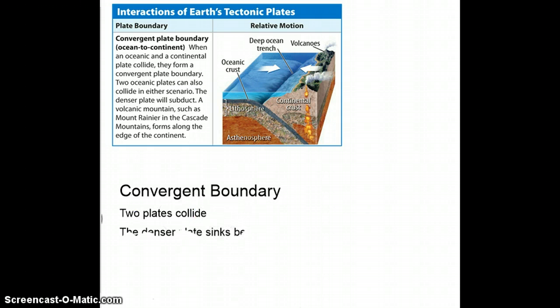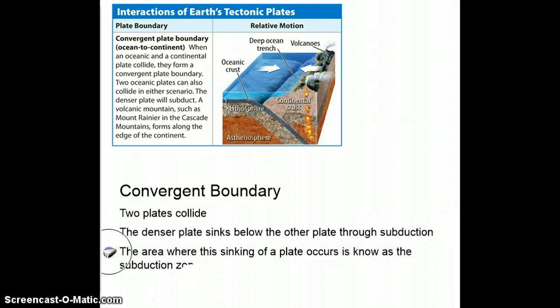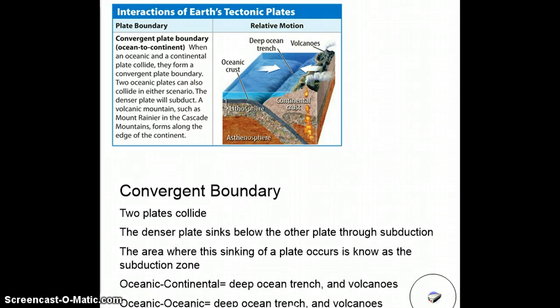Key thing to look at is the fact that you have two plates that collide. The denser plate sinks below the other plate through a process known as subduction. And what subduction is, it's this idea, let me just get this erased for you so you can copy down. Subduction is when one plate is denser than the other plate. And so as the denser plate sinks underneath the other plate, that's known as subduction. So this area where the one plate sinks under the other, and we can see that going on right up in here, that is known as the subduction zone.